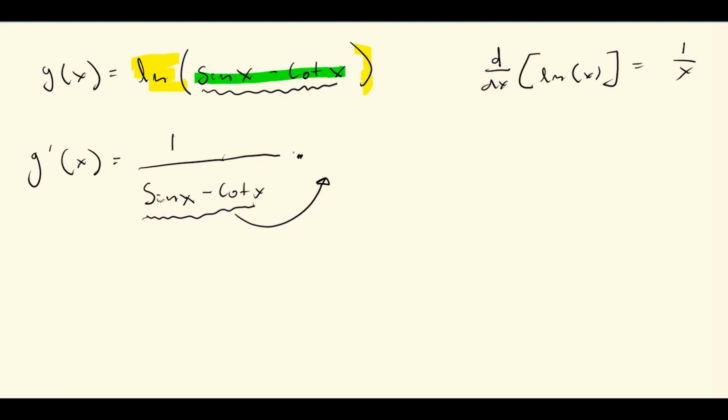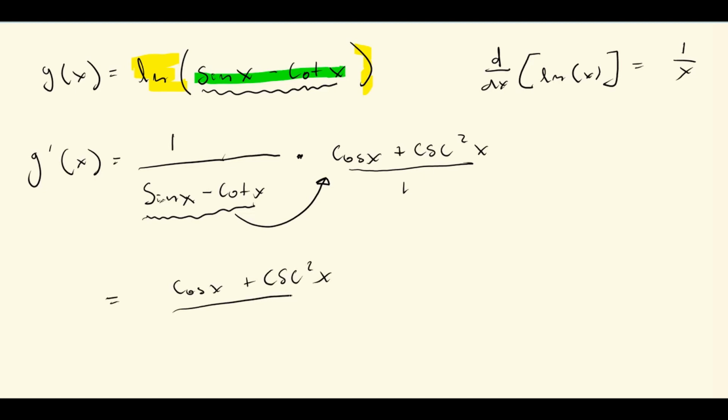The derivative of sine x is cosine x. The derivative of negative cotangent x is going to be negative negative cosecant squared, which is just going to be positive cosecant squared x. And then we can imagine this as being over 1, and we'll go ahead and multiply across, giving us cosine x plus cosecant squared x divided by sine x minus cotangent x. And this is the derivative.